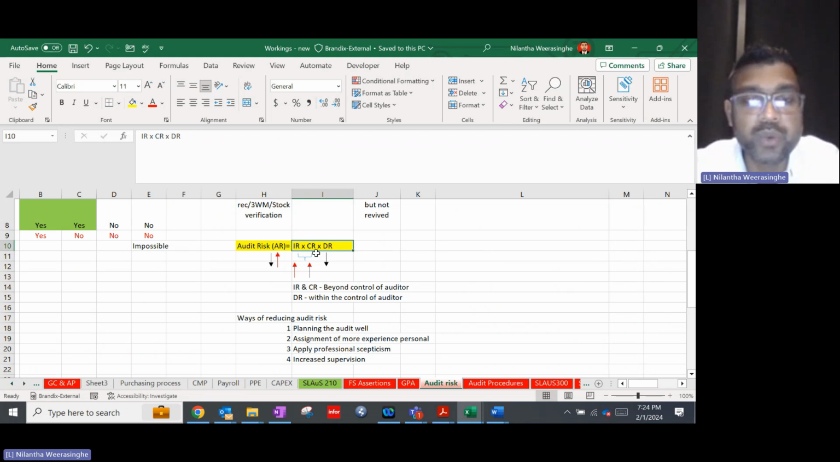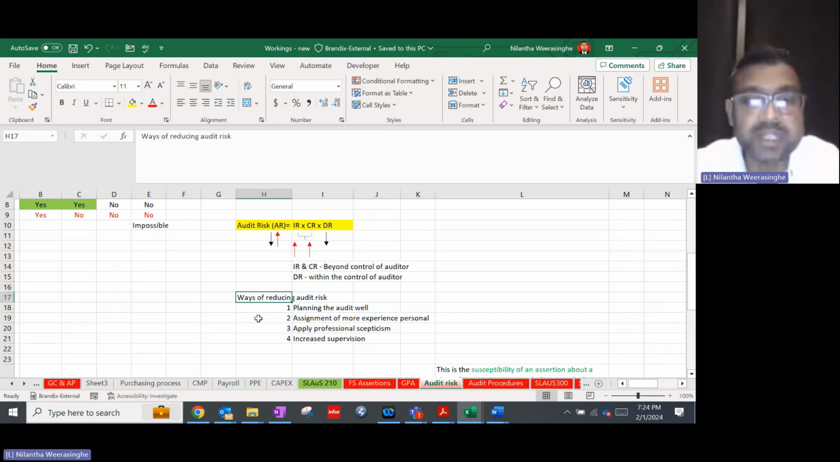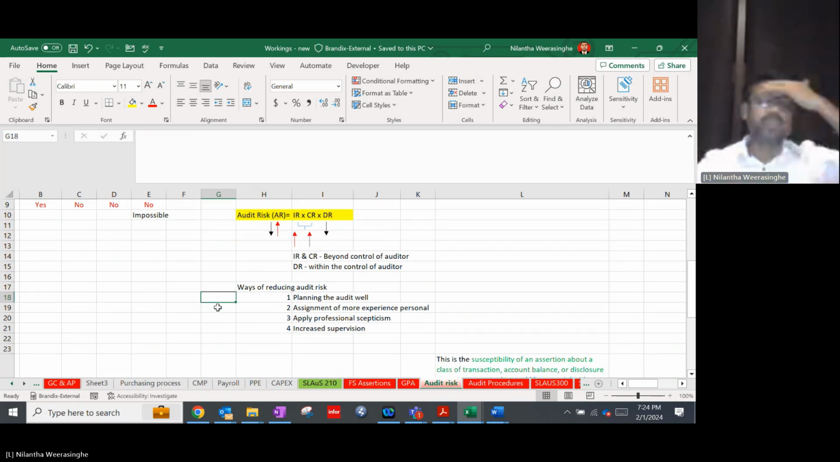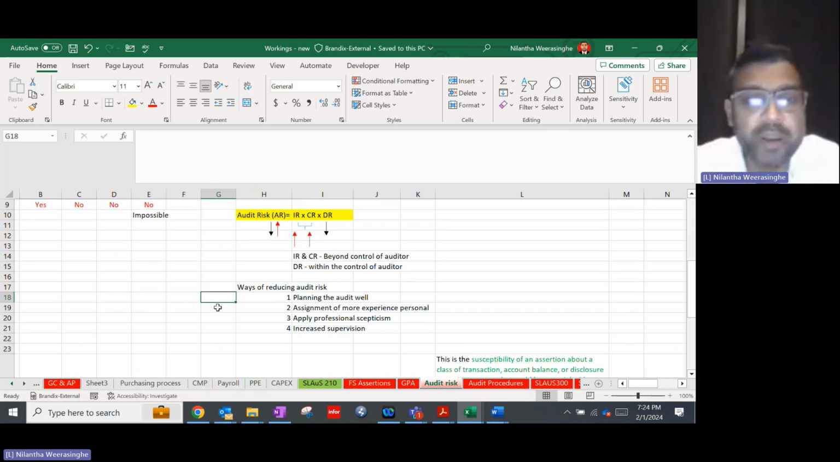When these two risks are at a higher level, audit risk also will be high. To reduce audit risk, which is the intention of the auditor, you have to reduce detection risk. How do you reduce detection risk? That is the exam question. The examiner can ask, right? You have to plan your audit properly. If you don't plan the audit properly, again, you might not be able to detect these material mistakes.